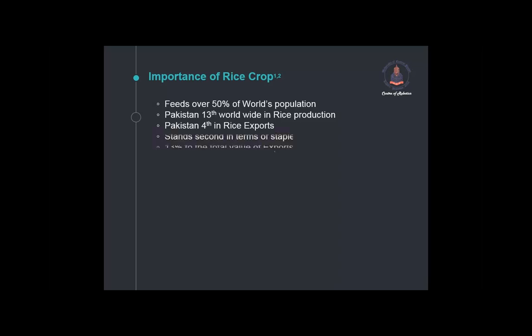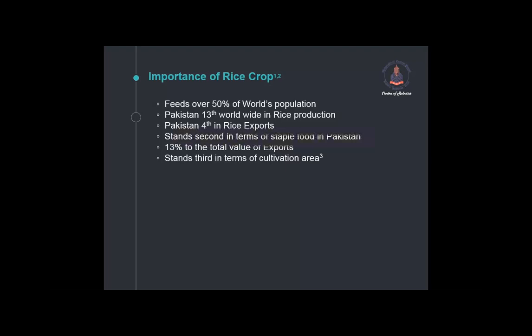Rice stands second in terms of staple food in Pakistan, as I've already mentioned. Wheat is the first food crop in Pakistan, and rice is the second one. It adds 13% to the total value of exports from Pakistan. The rice from Pakistan is popular, and it adds 30%, and it stands third in terms of cultivation area in Pakistan.